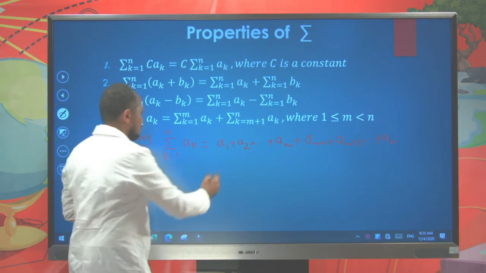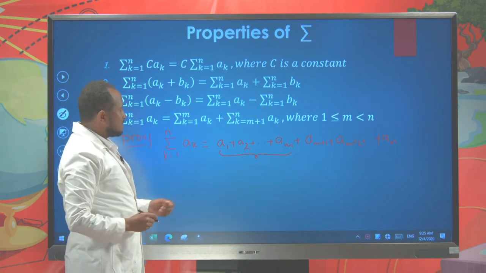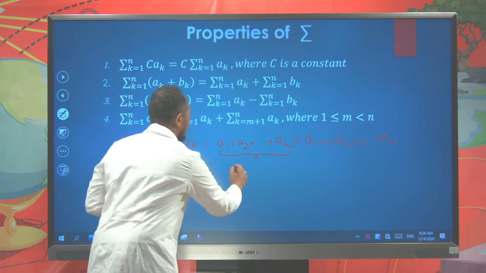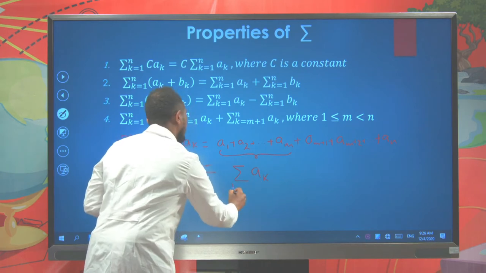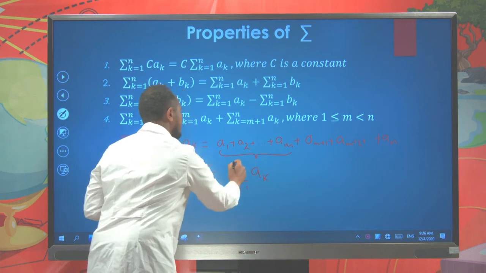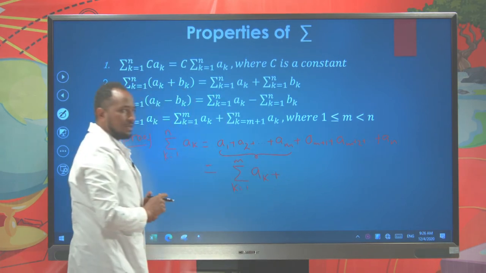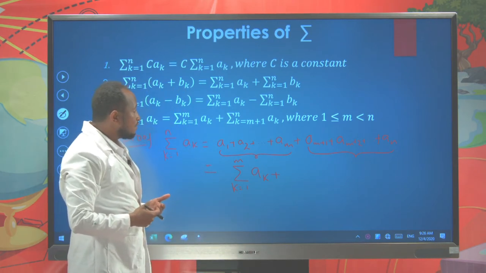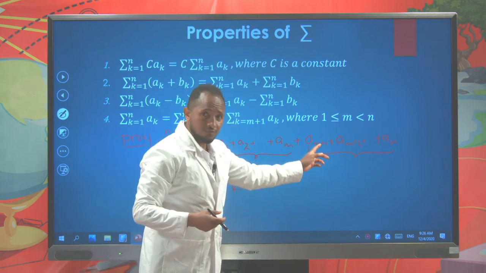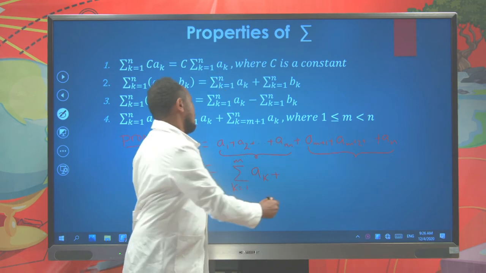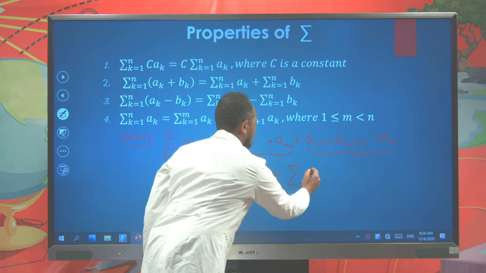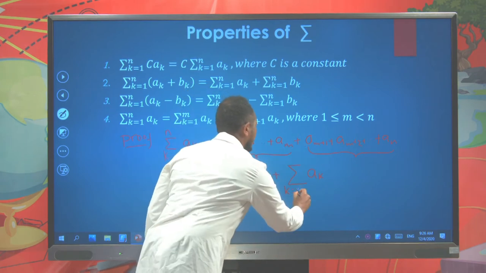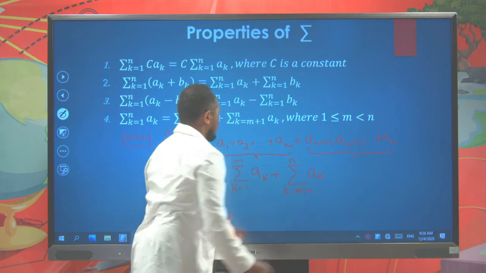So from this you can see that this one is the summation of AK where K starts from 1 up to M. I can write this in this form. This is equal to the summation of AK, K starts from 1 up to M, plus this part, which is also the summation of AK where K starts from M plus 1 to N. So I can write this in this form. It is the summation of AK where K starts from M plus 1 to N. So this completes the proof.